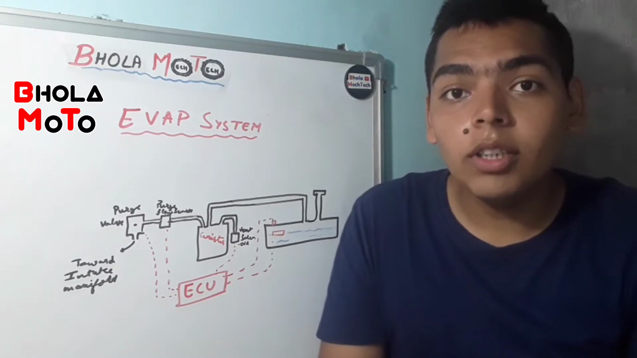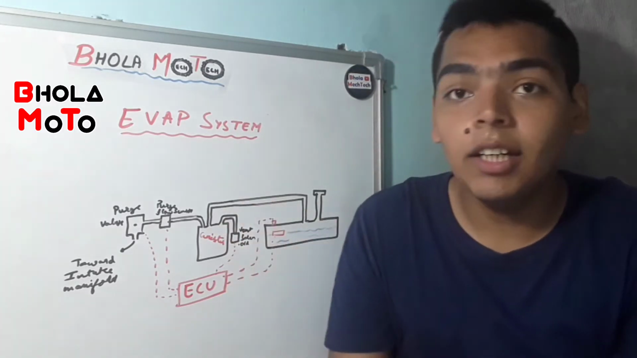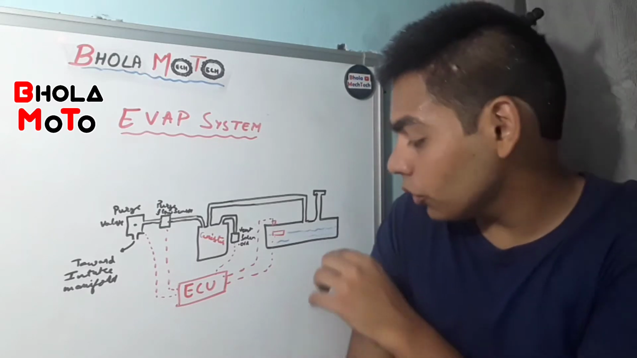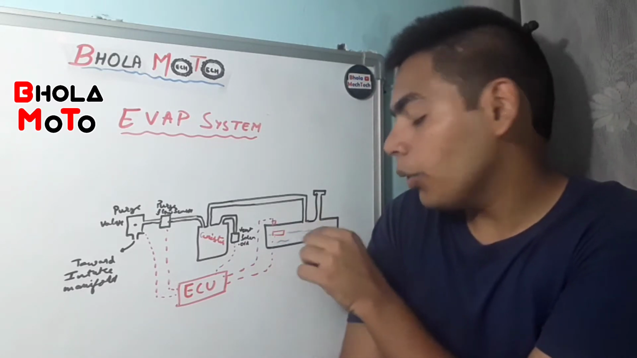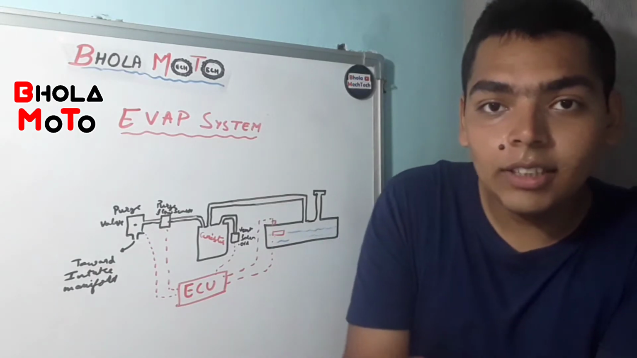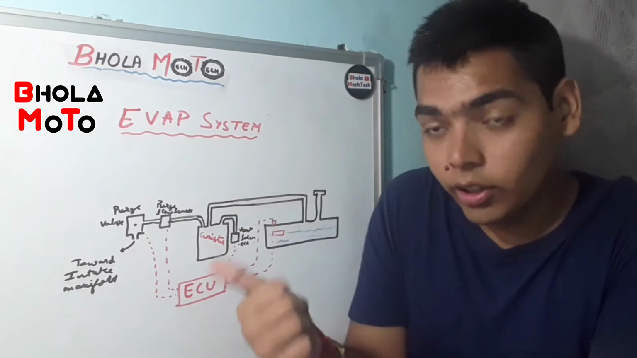Now talking about one more device which is connected in this vent. It is the liquid gas separator. This separator is used so that none of the liquid fuel can enter through this vent to the canister, so it is going to separate the liquid and the vapor, and hence only allow the vapor to enter inside this canister.